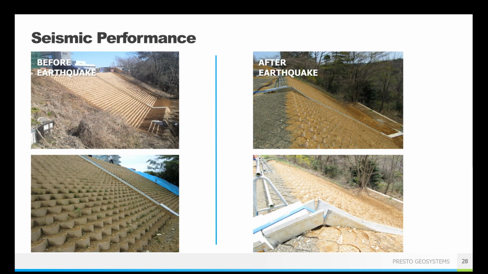So you can see this was a wall that was put in place, and then it had a concrete flume down the center of it. You can see the before and the after. That concrete flume broken, destroyed, has to be replaced entirely.